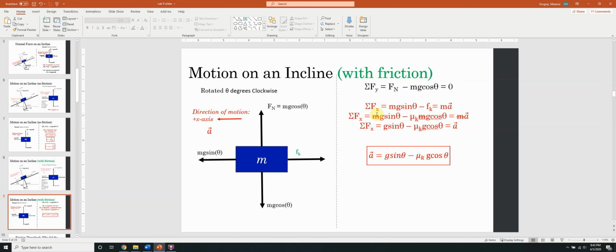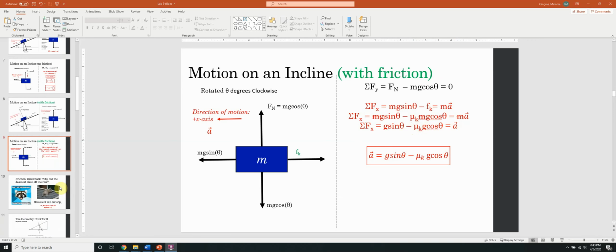So you can see if we write out Fk as mu k times mg cosine of theta, because that's what it would be, right? We know that this is our normal force, mg cosine of theta. Mu k times the normal force is our kinetic frictional force, right? We can see that the masses are going to cancel. So then we would just be left with g sine of theta minus mu k g cosine of theta, and that would be equal to our acceleration. So if you're trying to solve for that on your homework problems, hopefully this is helpful.